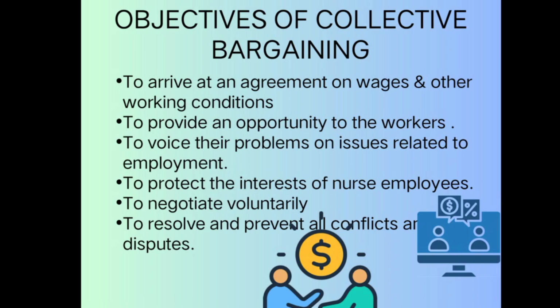So the objectives of collective bargaining are to arrive at an agreement on wages and other working conditions, to provide an opportunity for the workers, and also, sometimes there will be a dispute or dilemma among the workers, which can be voiced out to the administration through collective bargaining; to protect the interest of nurse employees, to negotiate voluntarily, and to resolve or prevent conflicts or disputes among the nurses. For example, if two or three nurses have a difference of opinion or a dispute, this can be resolved and bargained through the administration.